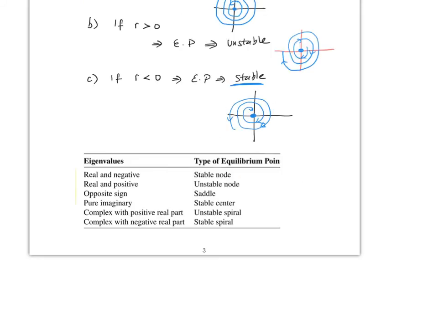All right, so finally for this page, this table summarizes everything we have done. If it is real and negative, then you're going to have a stable node. Real and positive is going to be unstable. Opposite sign is a saddle point. Pure imaginary is a stable center, which was this case. Complex with positive real part is an unstable spiral, which is this one. And then complex with negative real part is a stable spiral, which is this case right here. This one should actually be going the other way.